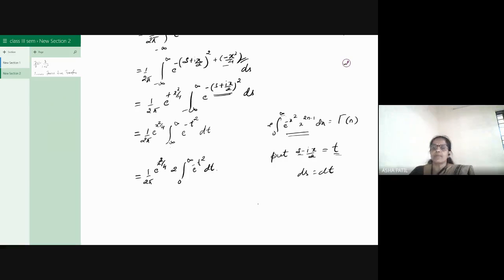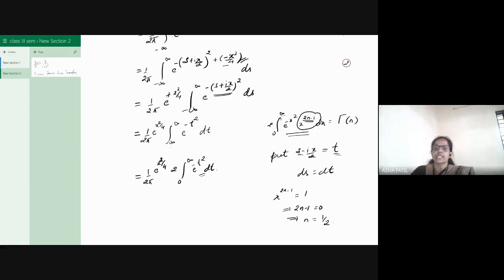Now it is in this form, but this term is missing: x raised to 2n minus 1 is not there, that is t raised to 2n minus 1. That implies this term has to be 1. If this power is 0, anything raised to 0 is 1. So we'll equate 2n minus 1 equal to 0. This implies n is 1 by 2.